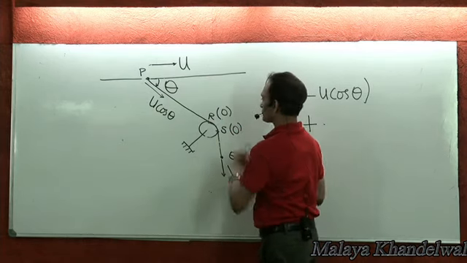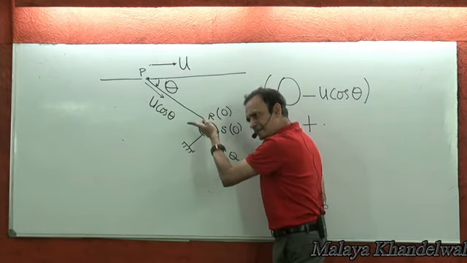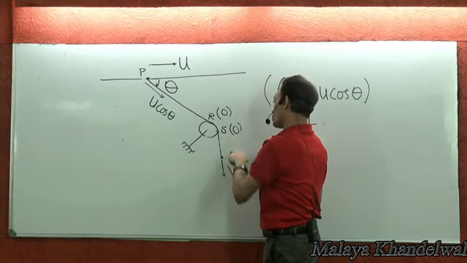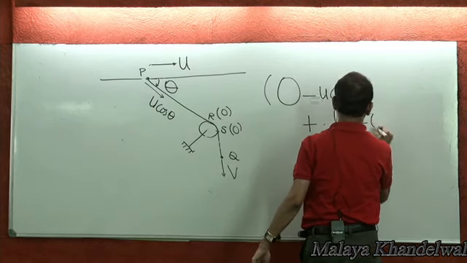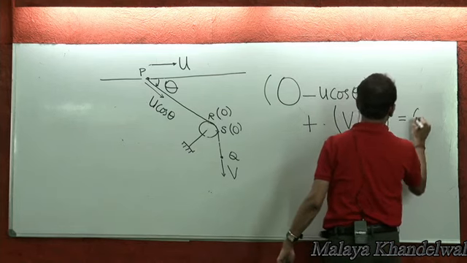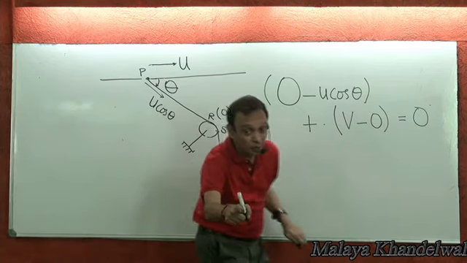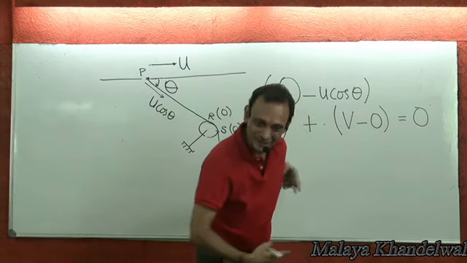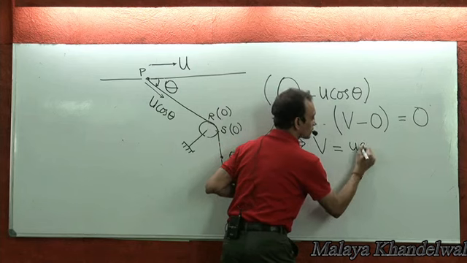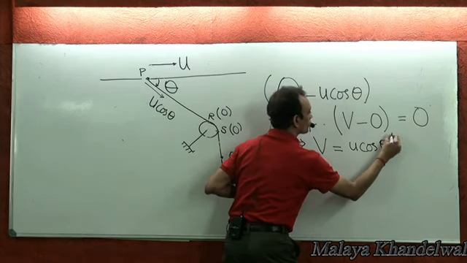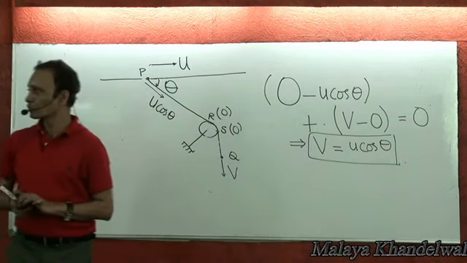Plus. This is a fixed length. I don't bother about RS, the wrap-up length, right? And then I go from S to Q. v minus 0. Equal to 0. So v turns out to be u cos theta. The problem that you showed me last time, now you go back and do all this, it'll work. All's fine.